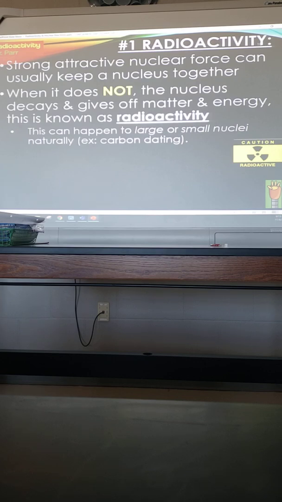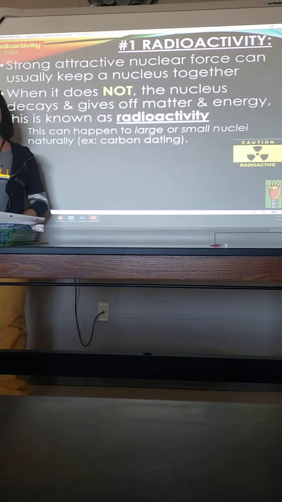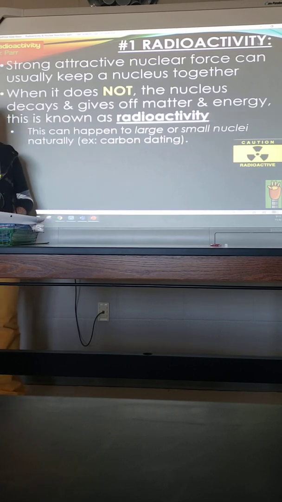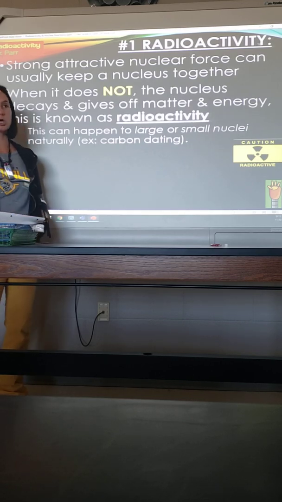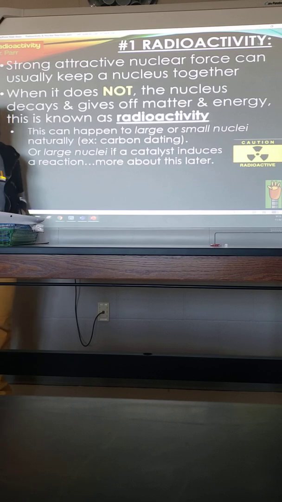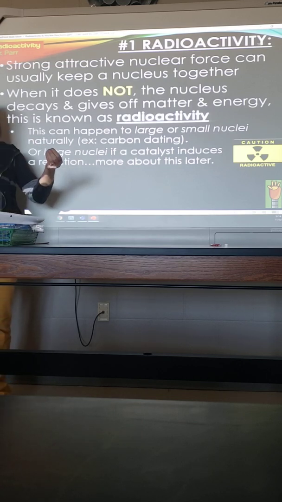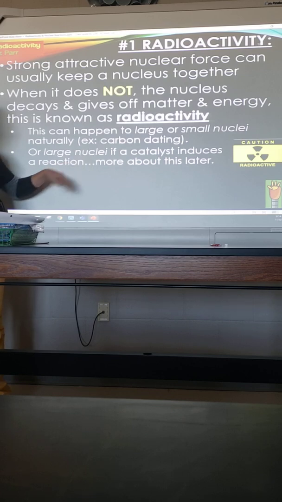This can technically happen in large or small nuclei. This can happen with carbon. There's an isotope of carbon that we actually talked about last year. There are some other small nuclei that do have commonly found isotopes. But most of the time, this is going to happen with really large nuclei. Sometimes if you have a large nucleus and you get a catalyst, which is something that will trigger a reaction, you can get that decay process to start. We'll talk about this a little later this week.